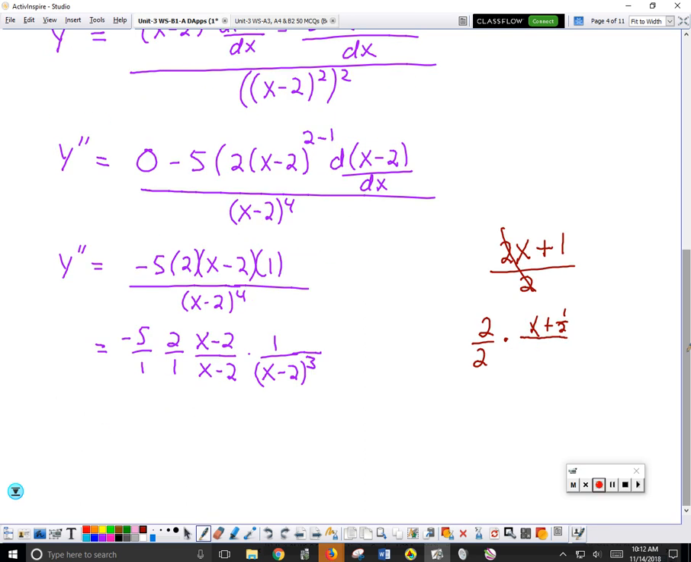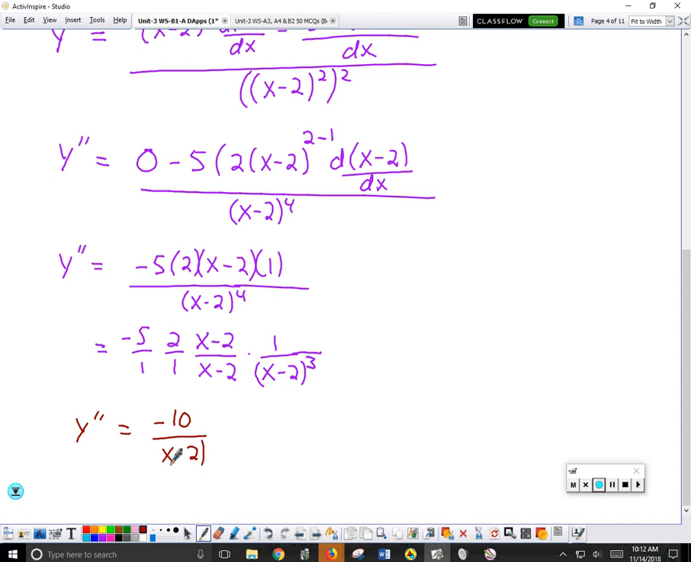So I got y double prime now. So y double prime is -10 divided by x minus 2 cubed. Question? Awesome. Time to make the chart.